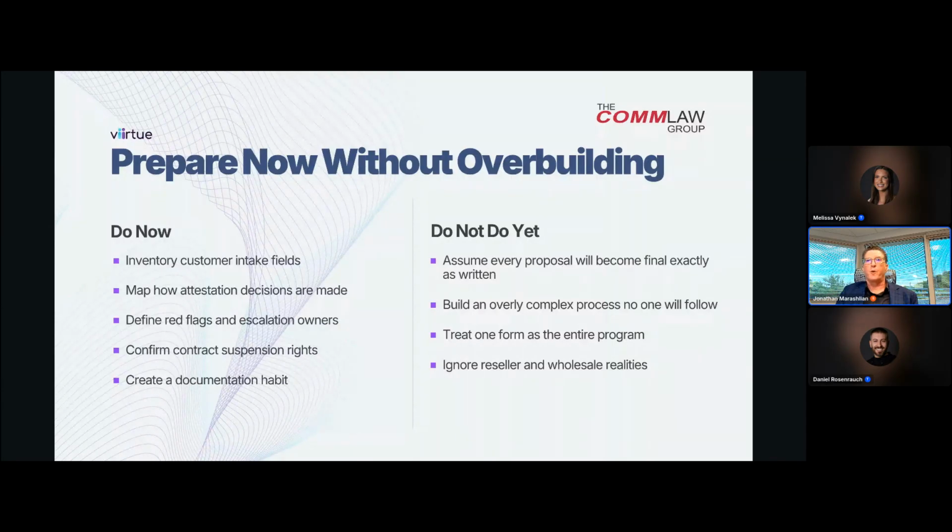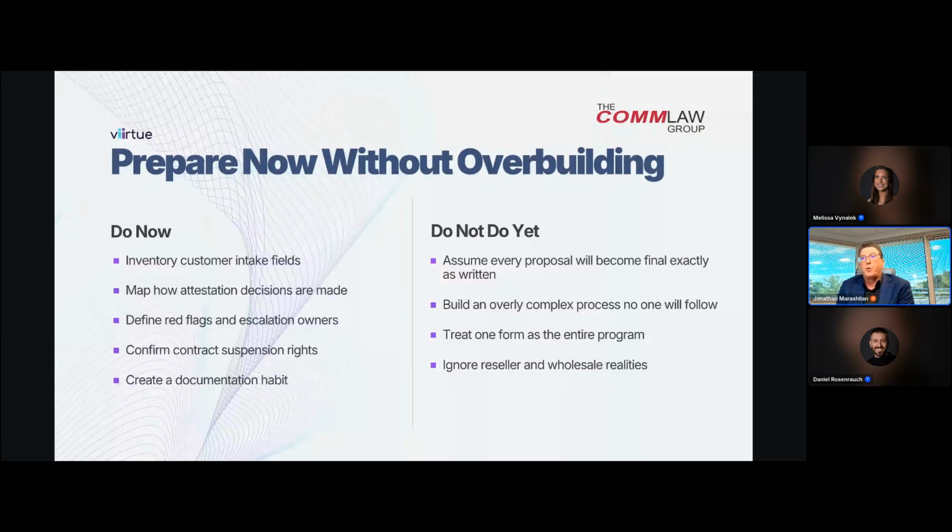Next, confirm your contract suspension rights. Not just that they exist, confirm that they're usable. Can you suspend traffic for suspected unlawful activity? Can you block specific traffic? Can you demand information? Can you terminate for non-cooperation? Finally, create a documentation habit. This is not glamorous, but it's powerful. Short notes, clear notes, timestamps, customer responses, decision rationale. That's what makes the program defensible.